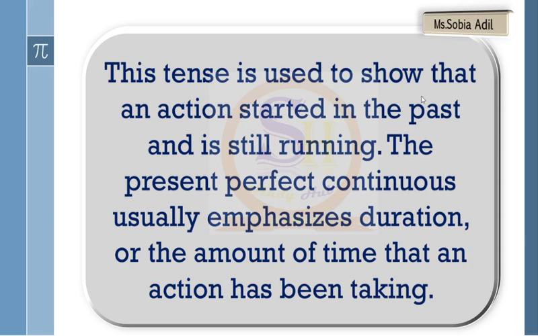This tense is used to show that an action started in the past and is still running. I told you in the present perfect tense that the tense talks about an action that started in the past and completed recently in present time. But here, in the present perfect continuous tense, it talks about an action that started in the past and is still running.